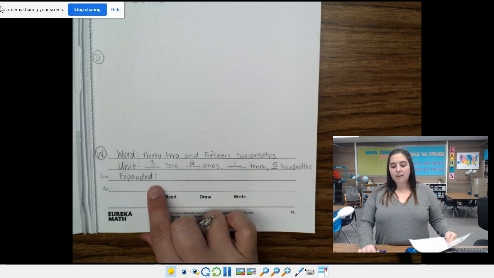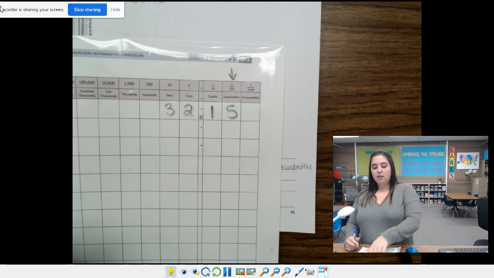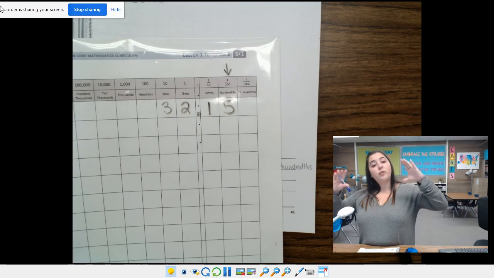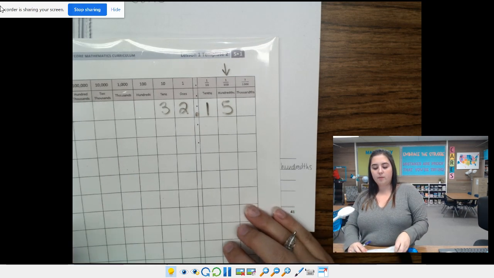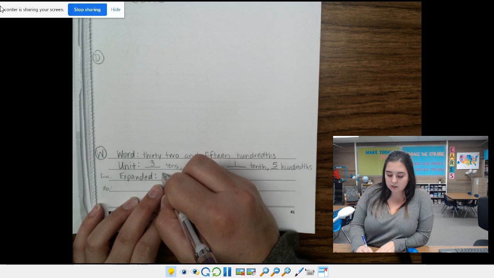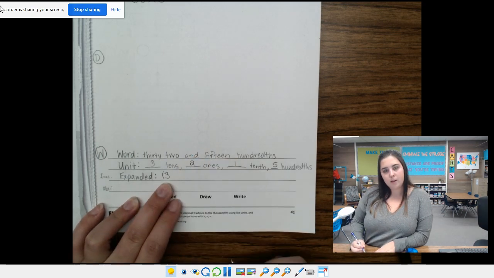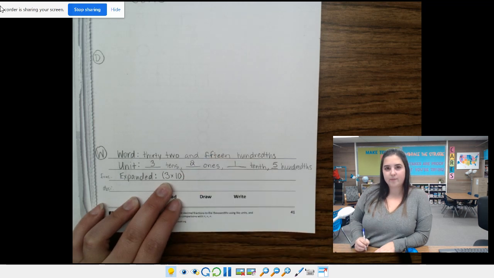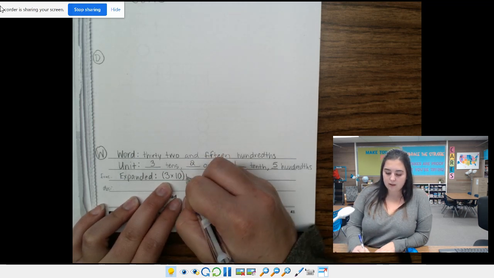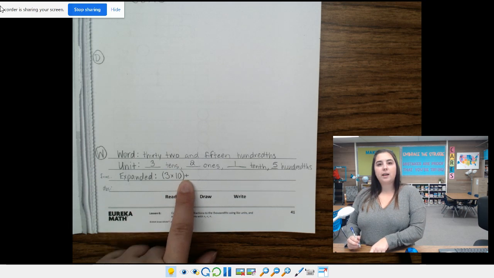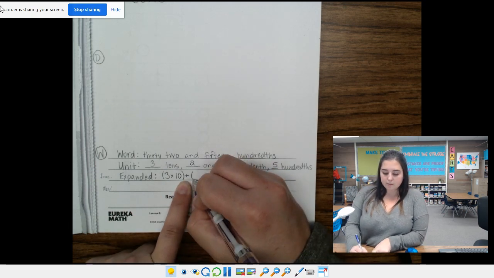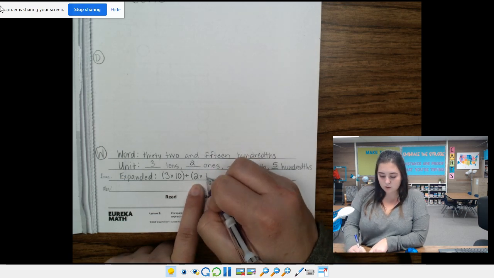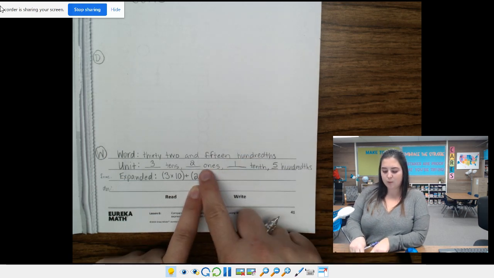All right, our expanded form. So remember, this is where we say what number and where is it, but in parentheses being multiplied by each other. So let's check your work. Our first digit is a 3. Where is it? It's in the tens place. Then our second number, so I'm adding a plus sign. Our second number is a 2. And where was it? In the ones place. Kind of like what we have written up top here.